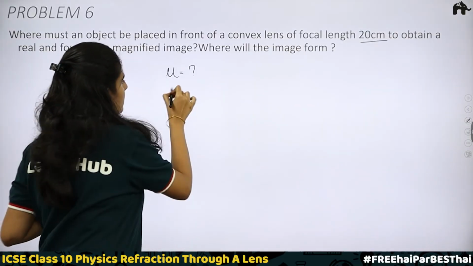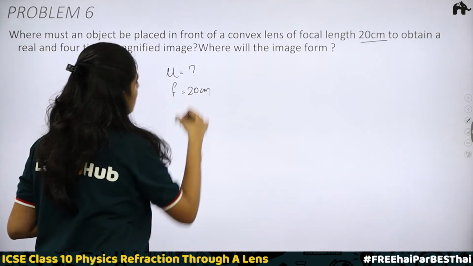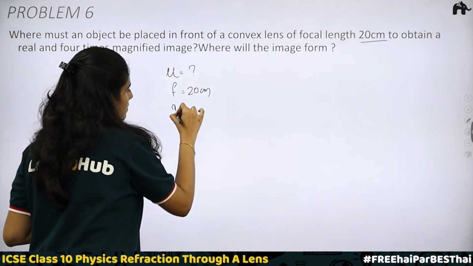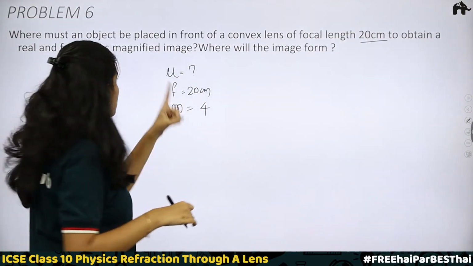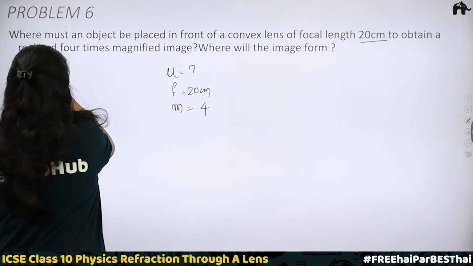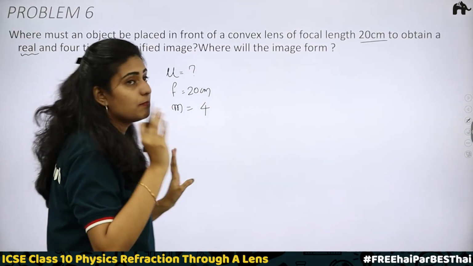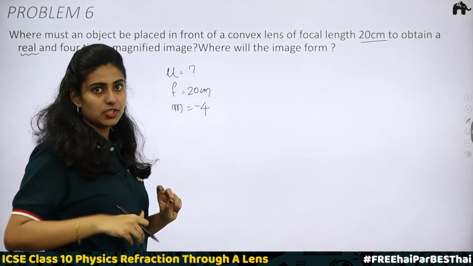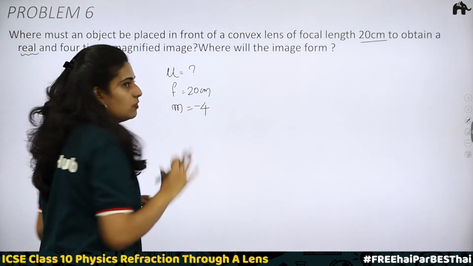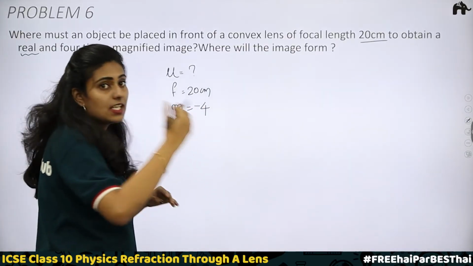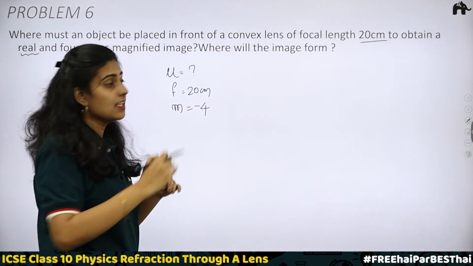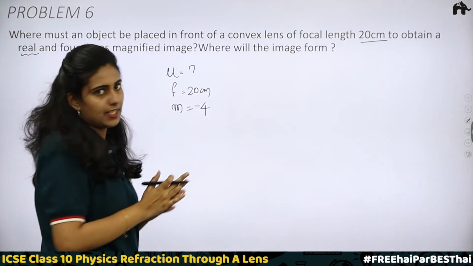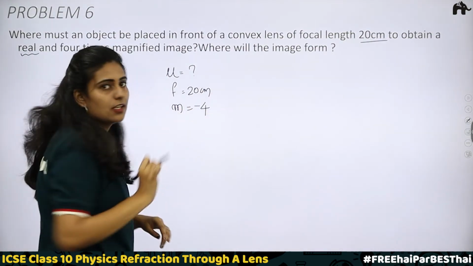Focal length is given, f is equal to 20 centimeter. To obtain a real and 4 times magnified image, magnification is given, which is 4. It is given that the image formed is real. What does it mean? We have said that for real and inverted images, magnification will be negative. For virtual and erect images, magnification will be positive. Why? Because in case of real and inverted images, the images are formed below the principal axis. Below the principal axis, the value will be negative. Magnification is minus 4.